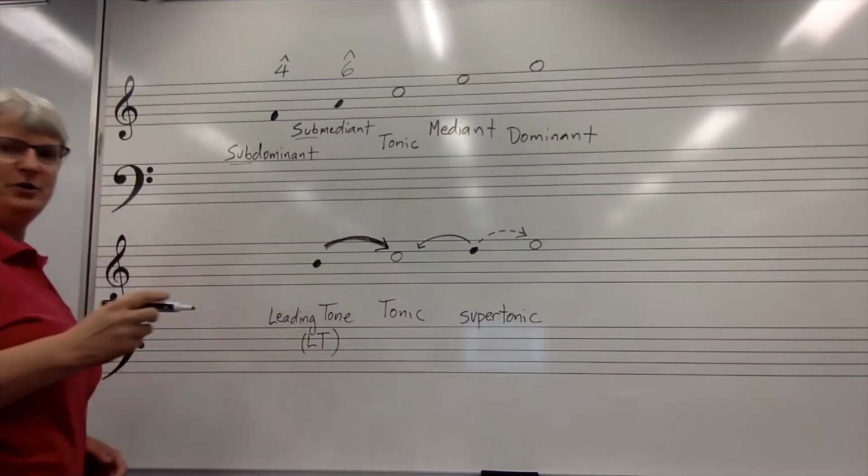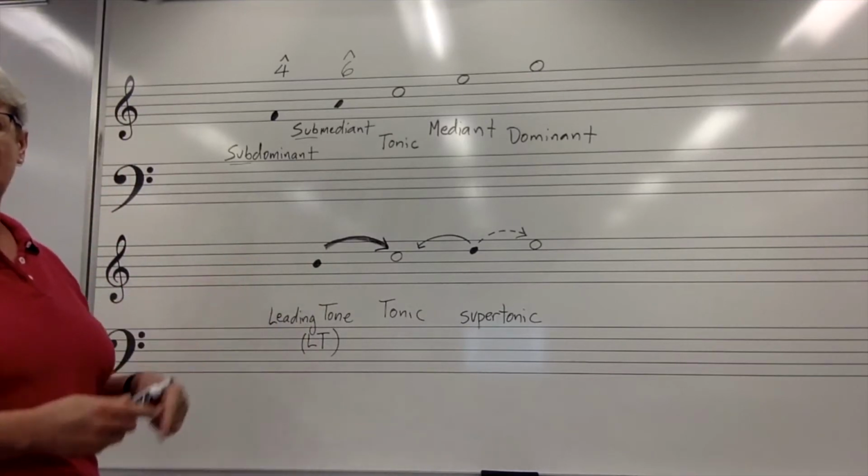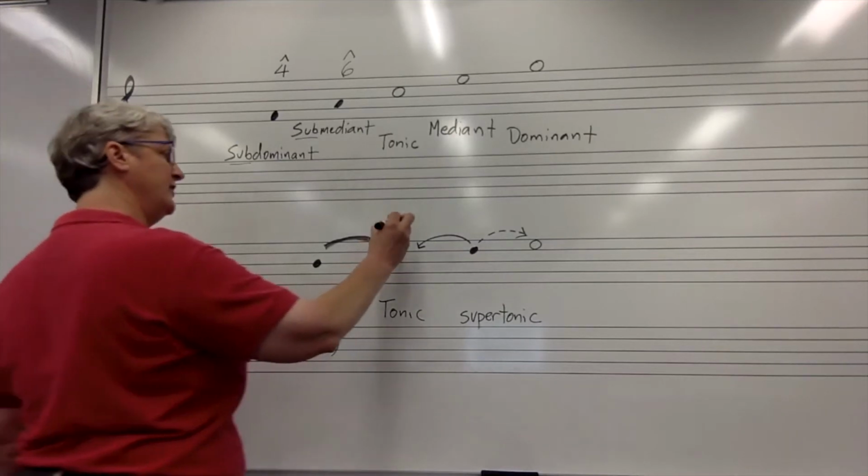Then the other 2 remaining scale degrees are scale degrees that are very close to tonic, and they kind of get their names in relation to the tonic. So here's the tonic, scale degree 1.